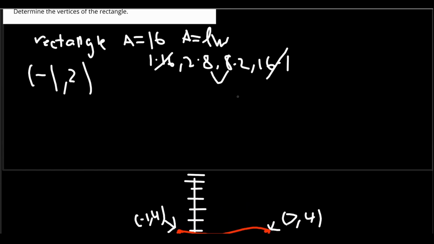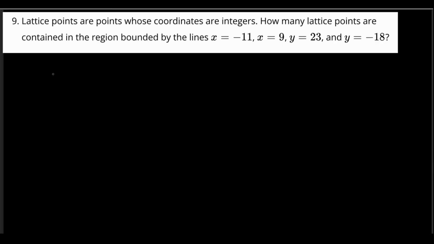These 4 points. So question 9, it says that lattice points are points whose coordinates are integers. How many lattice points are contained in the region bounded by the lines x equals -11, x equals 9, y equals 23, and y equals -18? So we can obviously see with these two vertical lines and 2 horizontal lines, this is obviously going to be a rectangle. So we're going to try to use the formula area equals length times width to figure out this answer.